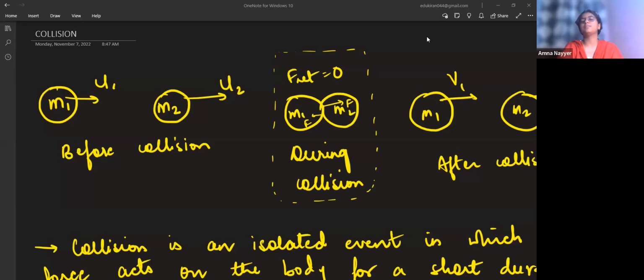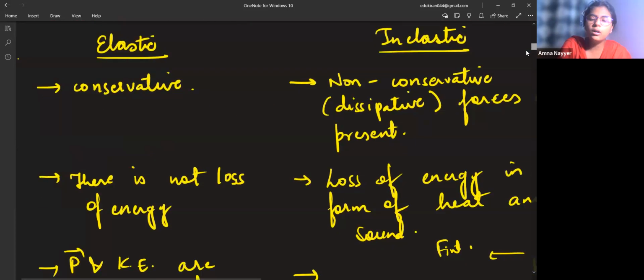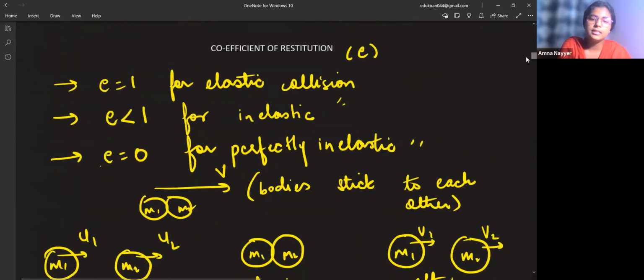Yes, class. In the last class, we had started with collision. Let us complete collision. Collision is basically the act when two bodies collide and the velocity gets exchanged. In 2D and all these, we had seen the difference between elastic and inelastic. Now, coefficient of restitution. What is meant by coefficient of restitution?